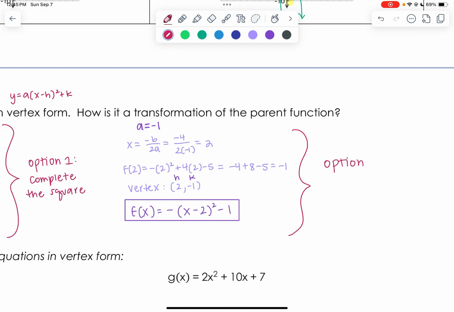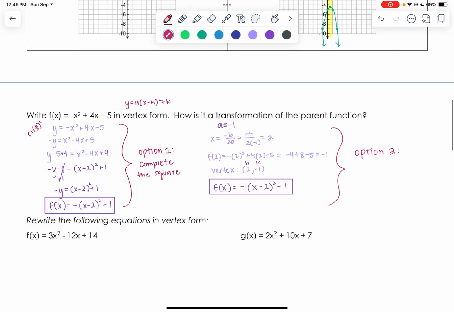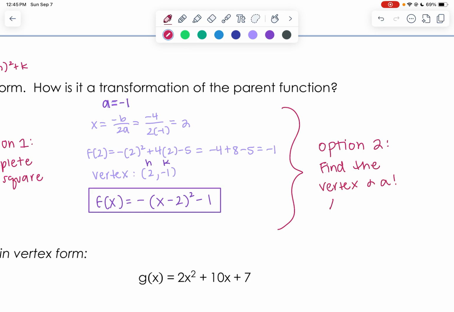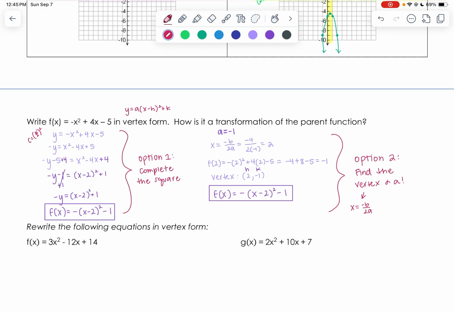Now, it doesn't really matter which one you do. Don't forget that you do still need to know how to complete the square, right? You've got midterms coming up. That's also going to help you find the x-intercepts as needed. You know, that's sometimes easier than the quadratic formula, right? But option 2 is just to find the vertex in A, and that you have that formula x equals -b over 2a, and then you could plug that in to find the vertex, okay? So it's up to you what you want to do.